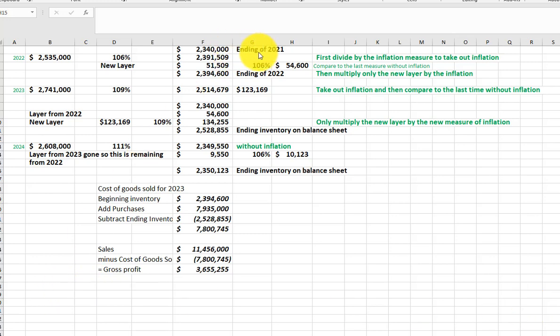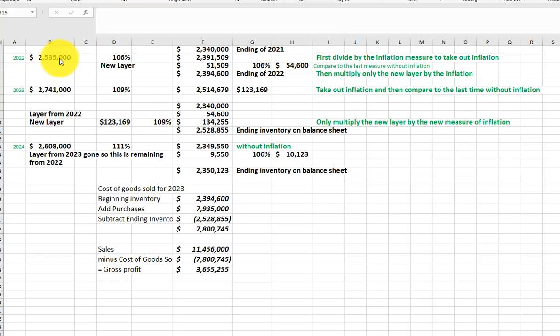Whenever there's a dollar value LIFO problem, there has to be a base that we start from. And in this case, it's 2021, and we know the inventory at that point was 2,340,000. That is our reference point. And so in 2022, we count up our inventory at the end and we get 2535.